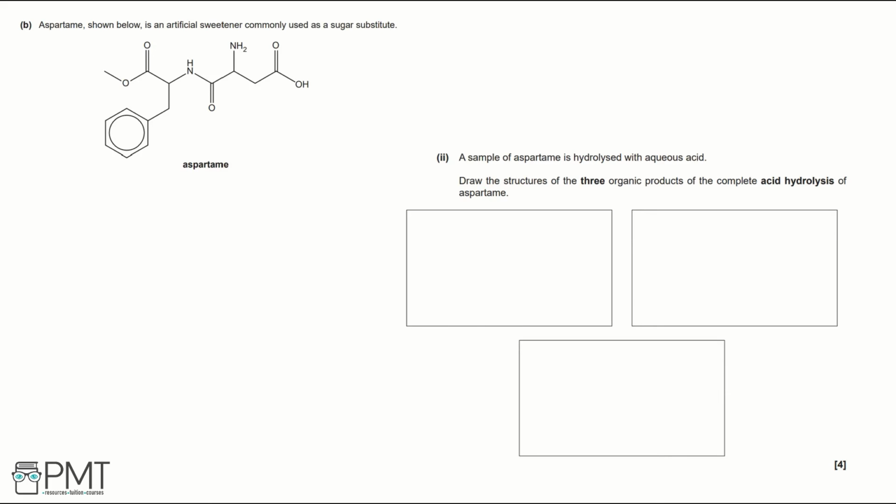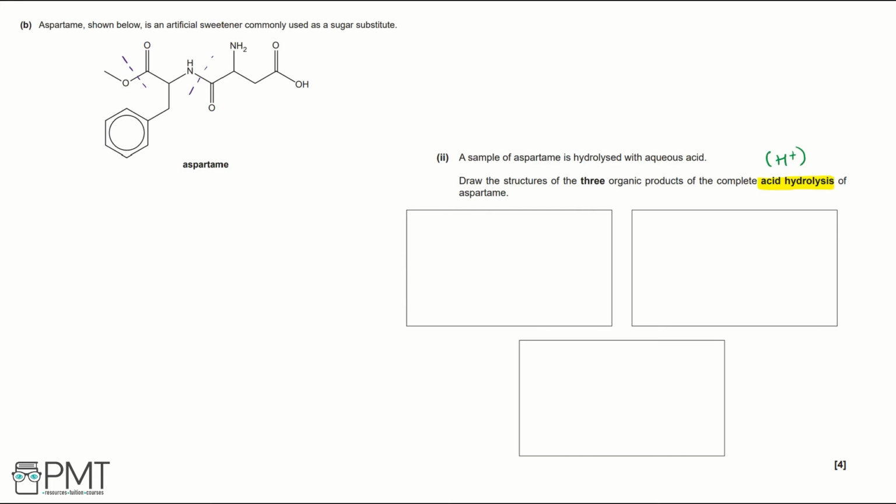Draw the structures of the 3 organic products of the complete acid hydrolysis of aspartame. So acid hydrolysis is when you react with H+ and break some bonds. The bonds that are going to be broken are this ester bond and this amide bond. When you break your ester bond, you form an alcohol and a carboxylic acid. And when you break an amide bond, you form an amine and a carboxylic acid.